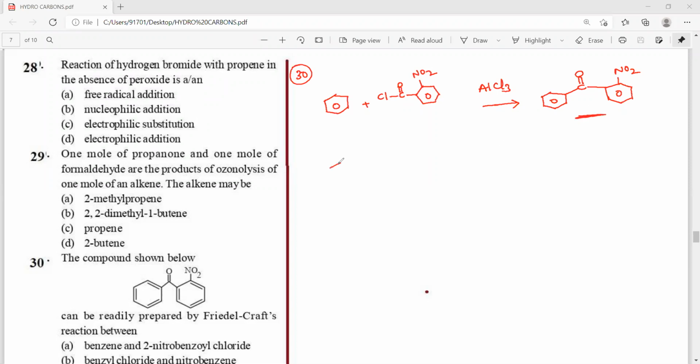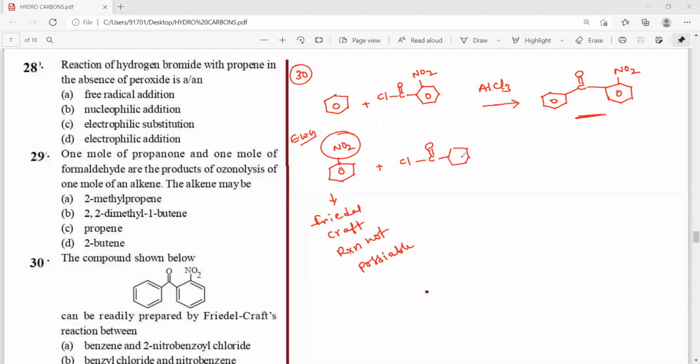Otherwise, in the reverse case, for example if you take nitrobenzene, this is an electron withdrawing group. That's why Friedel-Crafts reaction is not possible, either alkylation or acylation. So if nitrobenzene is treated with benzoyl chloride in the presence of AlCl3, there is no reaction.